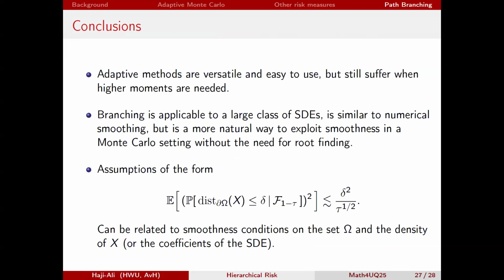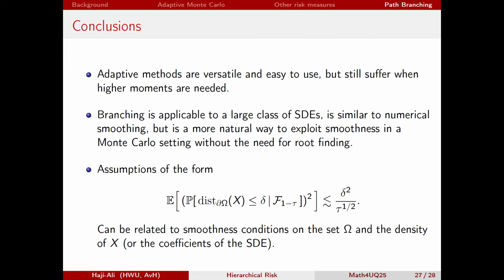Okay, so I have 1 minute to conclude. So we saw adaptive methods which deal with the problem of discontinuity. They are versatile, easy to use, very simple, but they suffer when the higher moments are needed. Branching is applicable to a wide range of SDEs and estimators. It's fairly easy to implement as well, although it does require a bit more work in the sense of coordinating the paths.